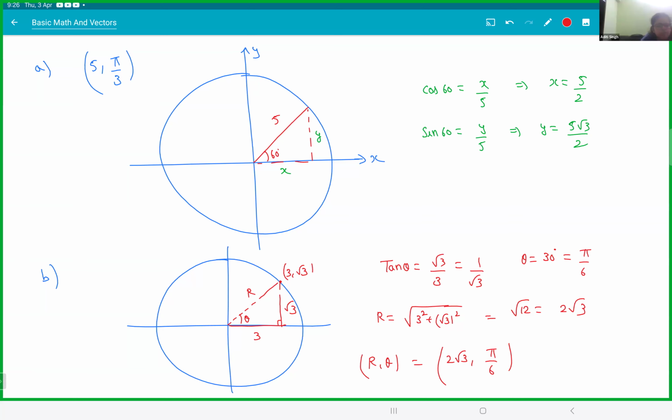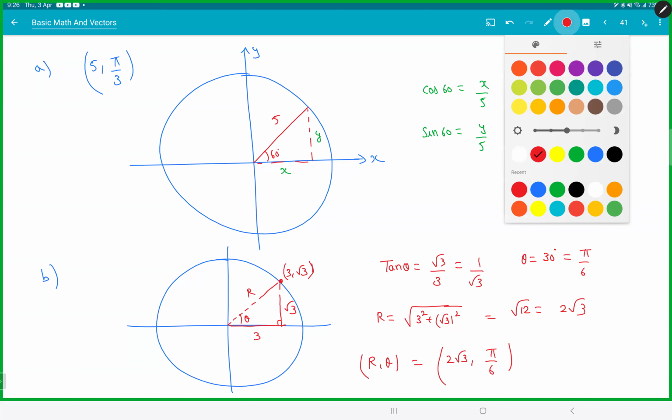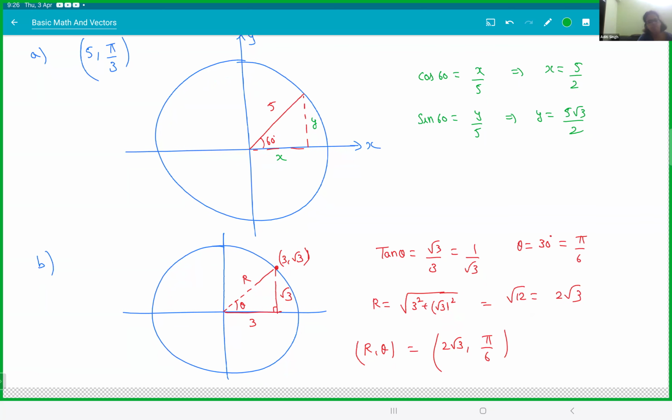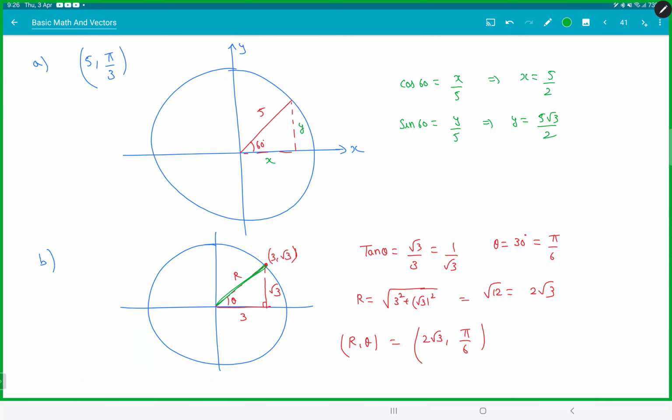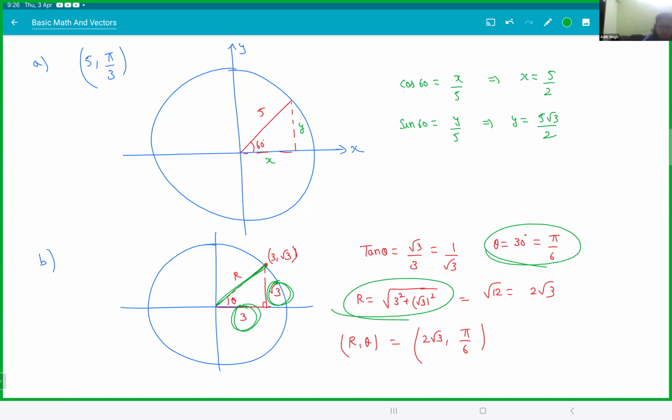Sir, could you explain the B part again? See now, the point 3 comma root 3 is on a circle, isn't it? Yes, sir. So if it is on a circle, this is radius r, this is 3, and this is root 3. That's a right angle triangle. If you do Pythagoras, I'll get r. And tan theta will be opposite side by adjacent side. That will give you theta. Okay, sir. So once I got r, theta, that's what I want to find, right?